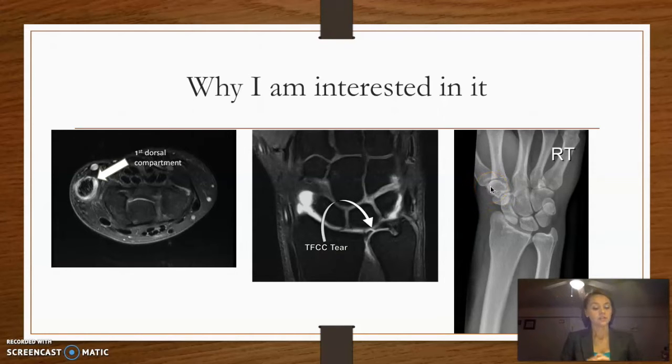I also had what's called a triangular fibrocartilage complex tear, or a TFCC tear, which occurs between your radius and ulna on the flat part of your wrist. And I had de Quervain's tenosynovitis, which affects the abductor pollicis longus and extensor pollicis brevis tendons that run through the first dorsal compartment. Basically what happens is those two tendons swell and then begin to rub up against that compartment through which they run.